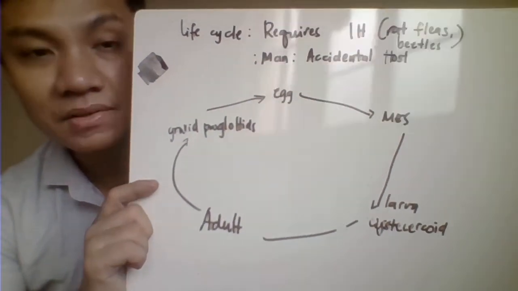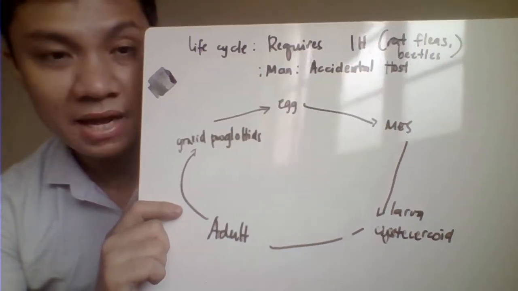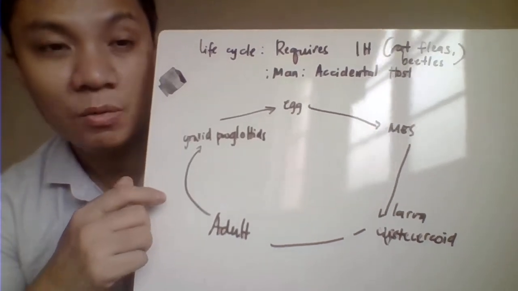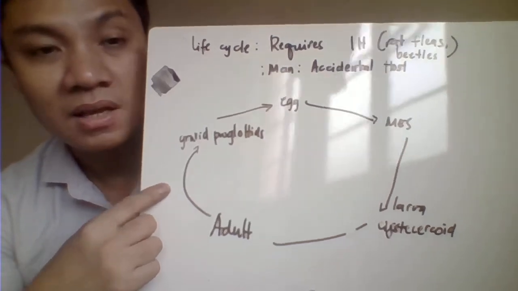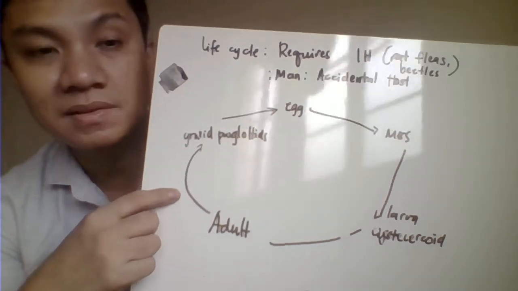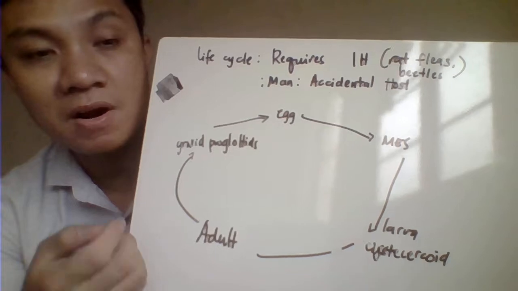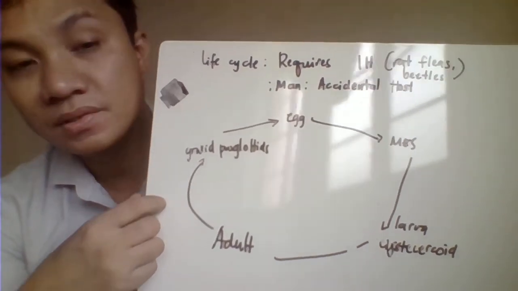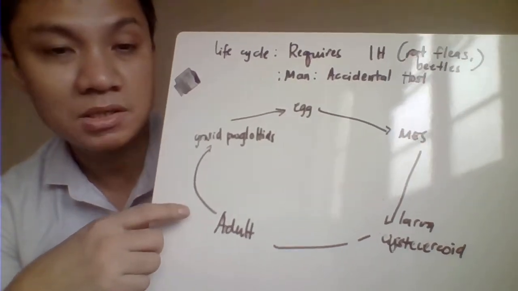Okay, for the life cycle, this one really requires an intermediate host. Unlike your Hymenolepis nana, which might pass even without an intermediate host, especially in the direct life cycle with man-to-man infection, this one always requires an intermediate host, and the intermediate host could be in the form of rat fleas or even beetles. So kindly check your PowerPoint about the specific species of your different intermediate hosts, including also in your Hymenolepis nana. May mga iba't ibang species tayo ng intermediate hosts for that.